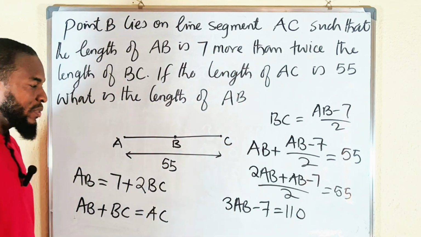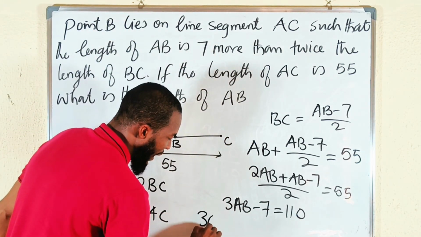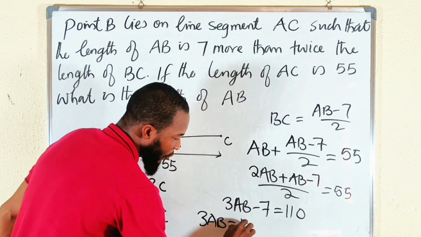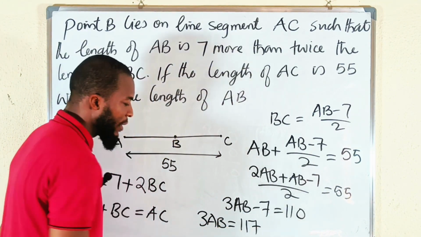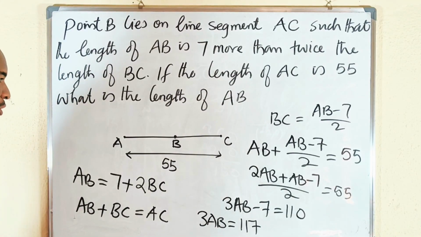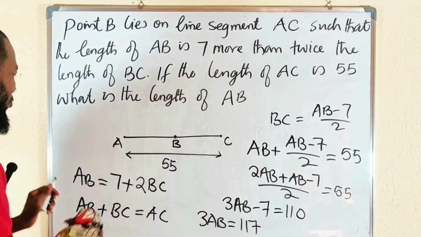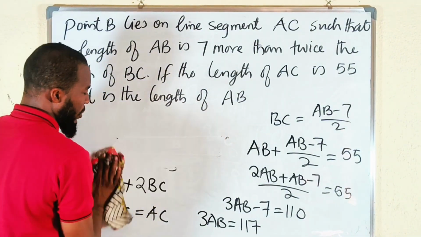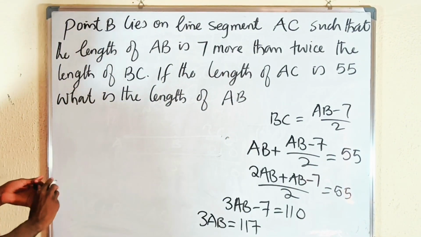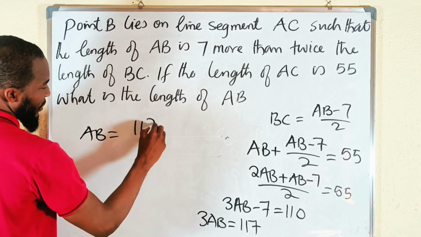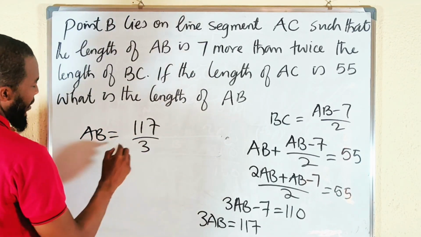Add 7 on both sides. You have 3AB equals 117. We are looking for the length of AB. So AB is equal to 117 divided by 3.